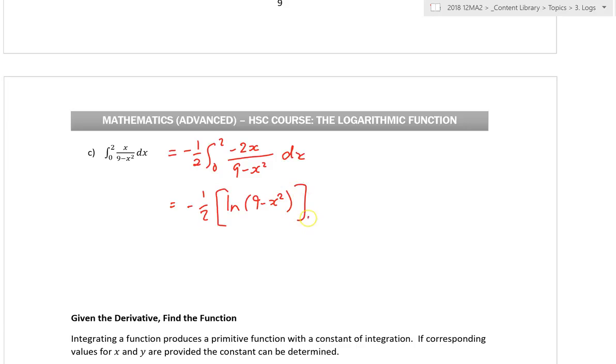from 0 to 2. Now I do my substitution here. If I put 2 in here, I get 9 minus 4, so that's 5, the log of 5, negative 1/2 outside of the log of 5. And then I put a 0 in here, I get the log of 9 minus 0. So I get the log of 9, which is the log of 3 squared, which is 2 times the log of 3. All right.